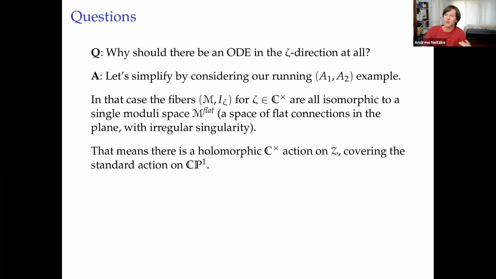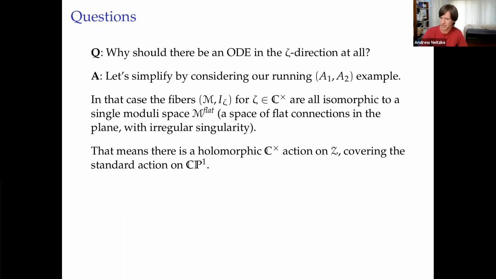And another way of saying that, a kind of geometric way of saying that, is that there's a holomorphic C star action on the twistor space that just implements that isomorphism. In other words, just identify the part of the twistor space away from 0 and infinity with C star cross M flat, and then you just have the trivial C star action on that space. Okay, so there's a holomorphic C star action on the twistor space.